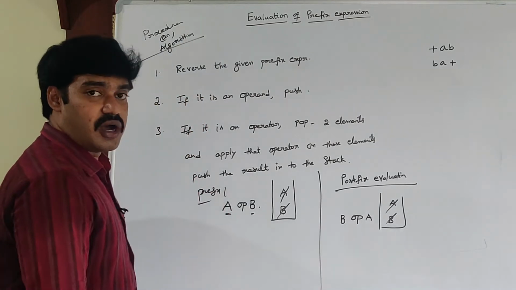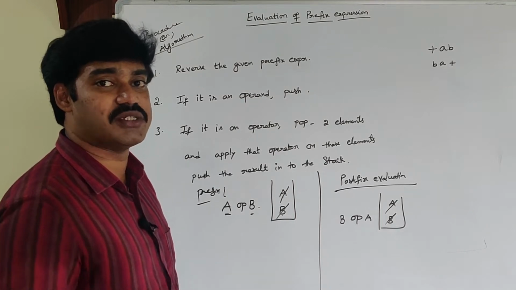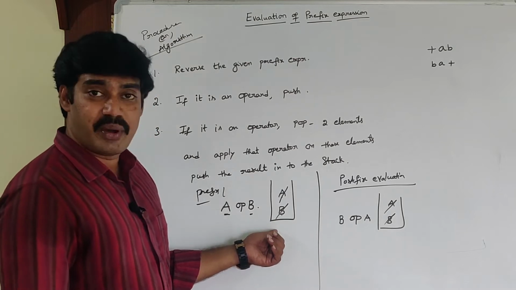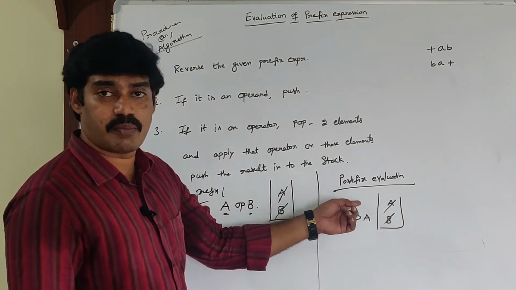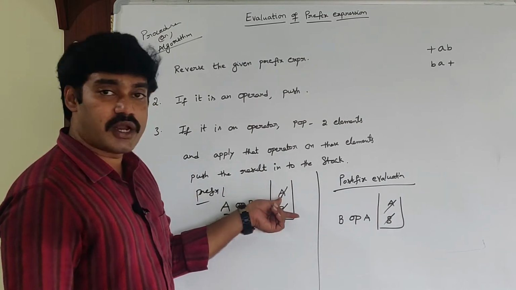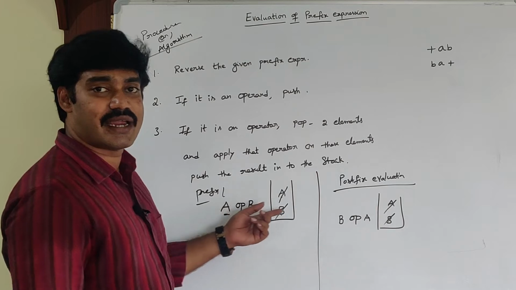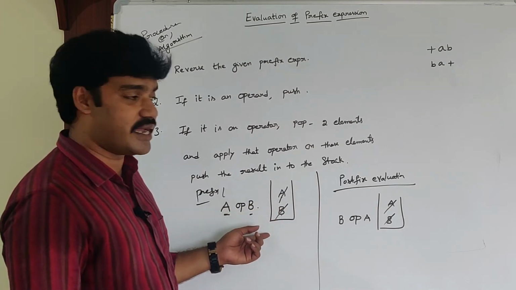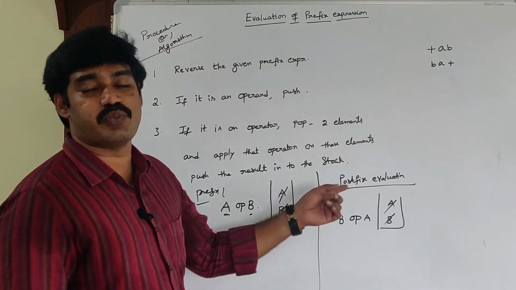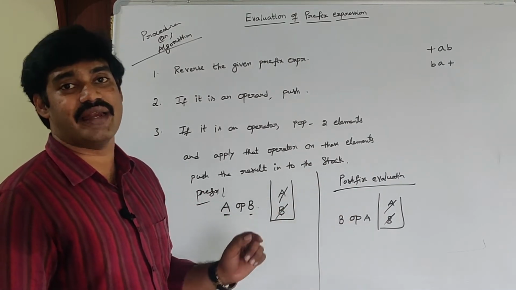In one of the interviews, the question is what is the difference between evaluation of postfix and evaluation of prefix? First, reverse the prefix expression. Here no need to reverse the postfix expression. When an operator is encountered, pop the topmost two elements. In prefix, the first popped element is placed on the left hand side, the second on the right hand side. Whereas in postfix evaluation, the first popped element is placed on the right hand side and the second popped element on the left hand side.